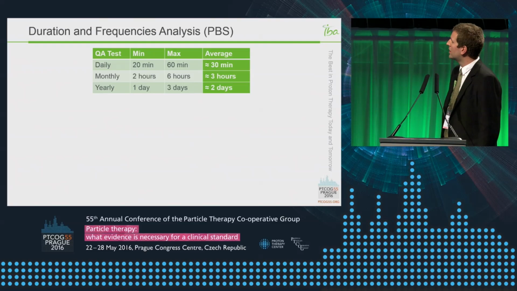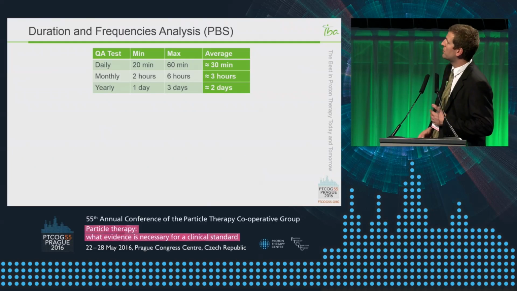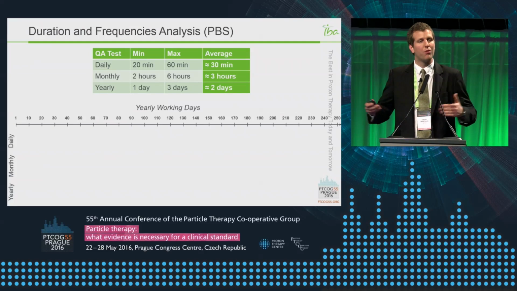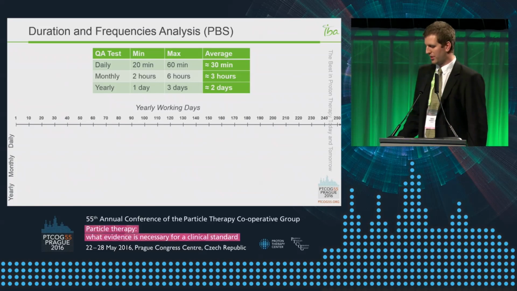So some analysis we made showed us that for the daily QA, we were between, for instance, 20 minutes and an hour. For the monthly QA, between 2 hours to 6 hours. Yearly QA, 1 day to 3 days. So what's interesting is to look over a full year, how much time is spent today on quality assurance.